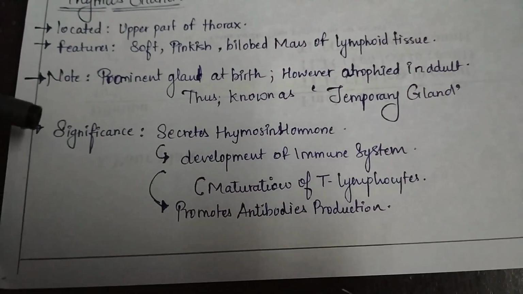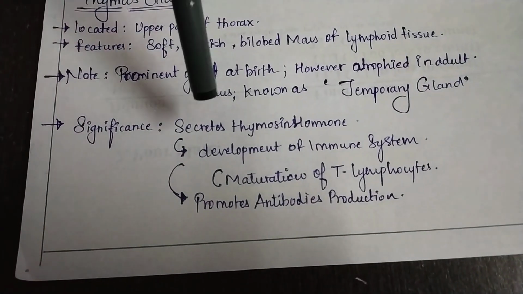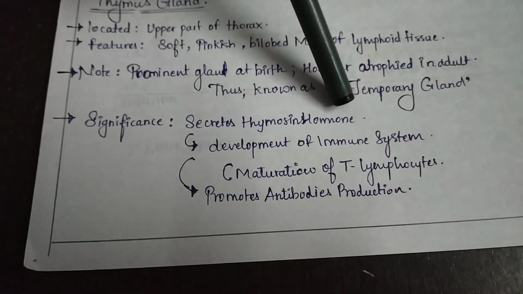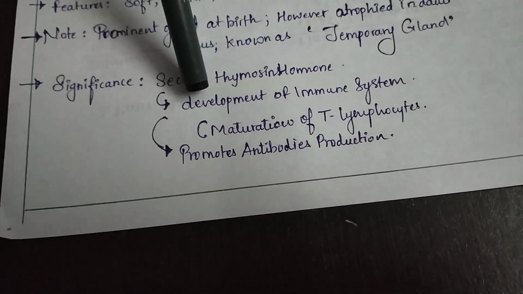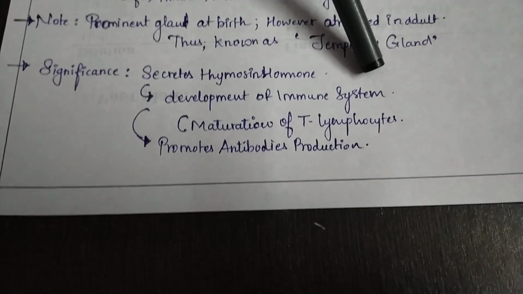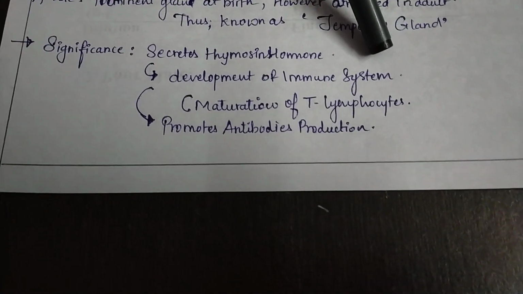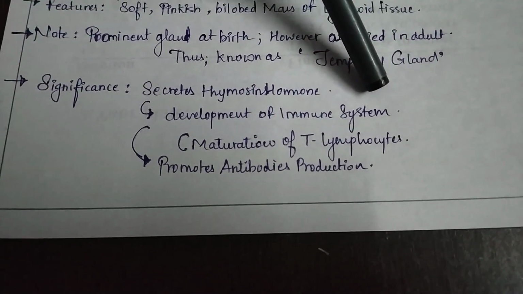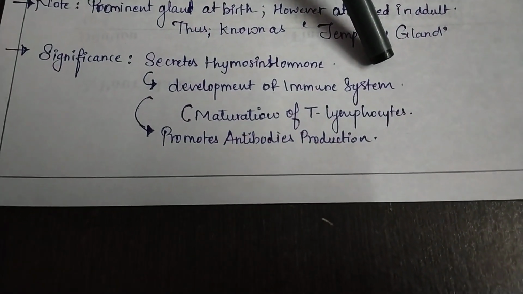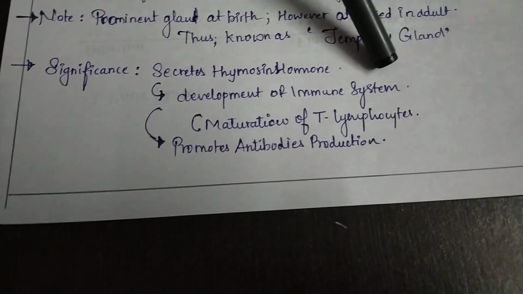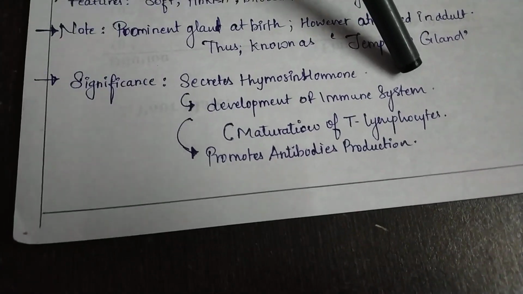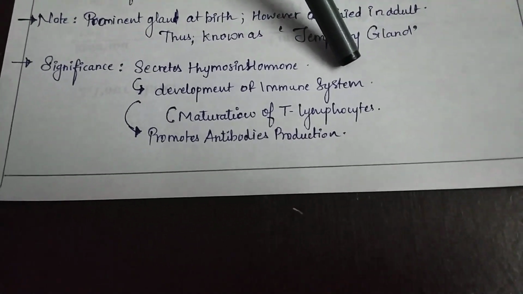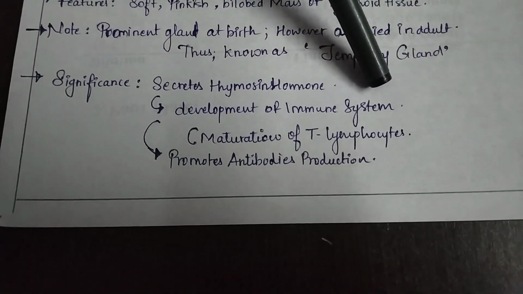Okay, now the significance of your thymus gland. First of all, it secretes thymosin hormone. Always remember students, thymosin hormone is very much important in the development of your immune system. You must have seen that there are lymphocytes. You have just completed the circulation chapter. In circulation you know that there are two types of WBCs, that is nothing but your granulocytes and agranulocytes. When I'm concerned with granulocytes, you know that there are eosinophils, basophils and neutrophils, whereas in agranulocytes you have lymphocytes and monocytes.